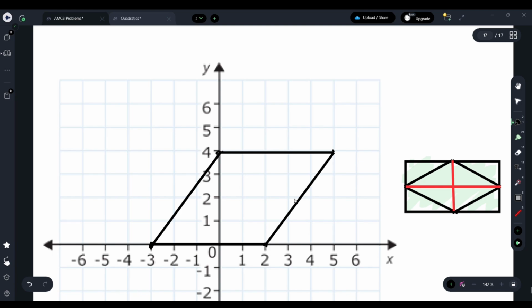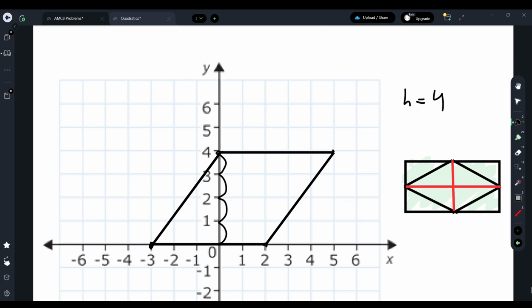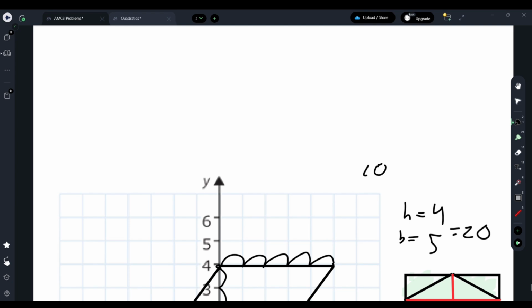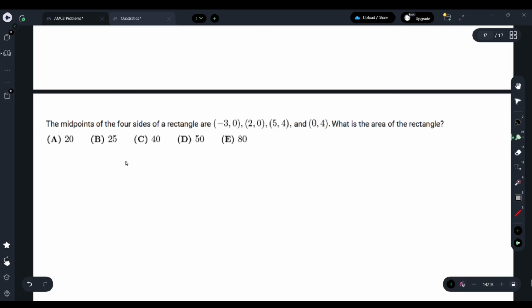So let's just find the area of this parallelogram. How do we find the area of a parallelogram? We take the base times the height. The height here is 1, 2, 3, 4, so the height is 4. And the base, we'll take the top one, is 1, 2, 3, 4, 5. So the base is 5. So the total area of the parallelogram is 20. And that means the total area of the rectangle is 20 times 2, which is 40. So that would be our answer. It's answer choice C.